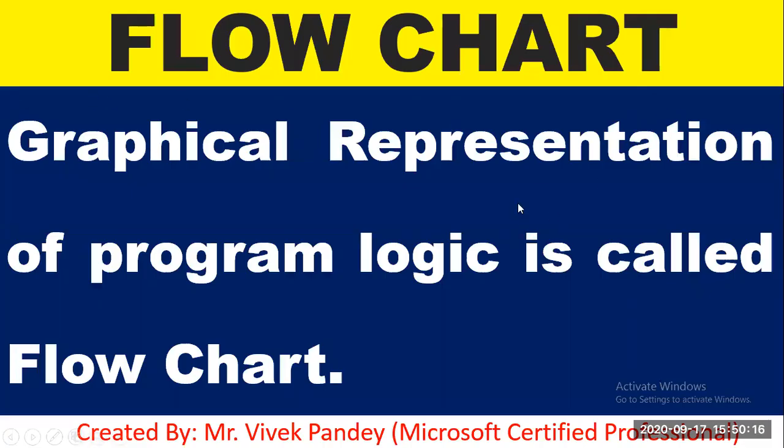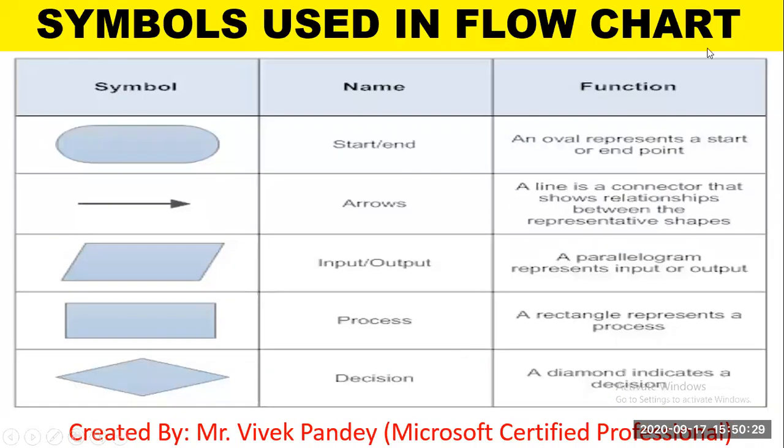What is a flowchart? Graphical representation of program logic is called a flowchart. So dear student, graphical or pictorial representation of program logic is called a flowchart. Symbols used in flowchart. Following are the symbols used in flowchart.